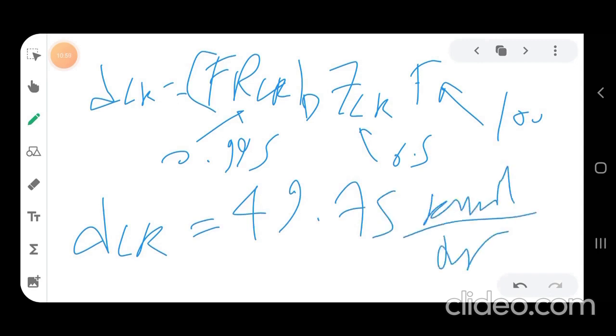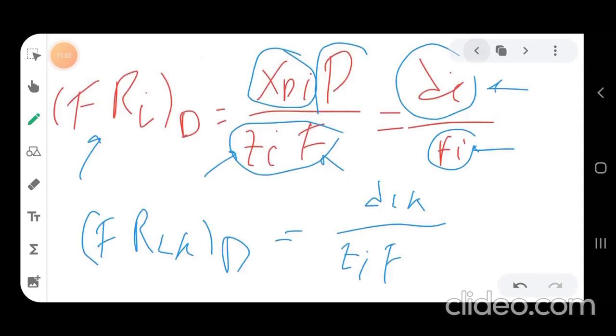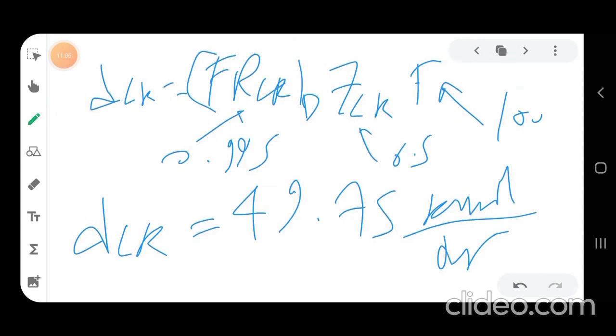Okay, and from this we know that this distillate is equal to xdi D. Okay, so we can say that this DLK is xd of the LK multiplied by the distillate.